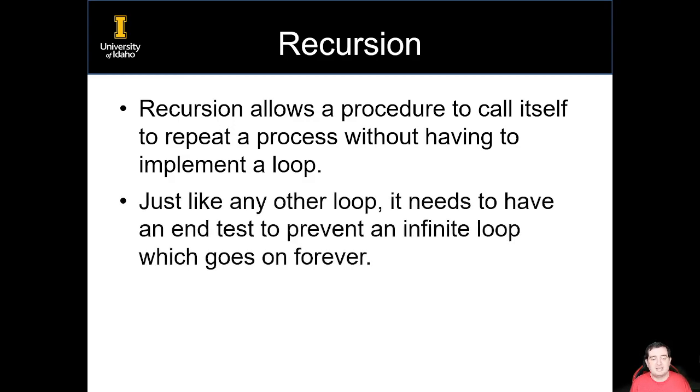Just like any other loop, it needs to have an end test to prevent it from going on infinitely. In Scratch, going on infinitely is kind of a thing. But whenever we start talking about other programs, this is what causes a computer to lock up and not be able to do anything because it gets stuck on this infinite loop. So it's always important whenever you write a recursion to have a way for it to get out of it. It should be one of the first things that you actually write: how does it escape?